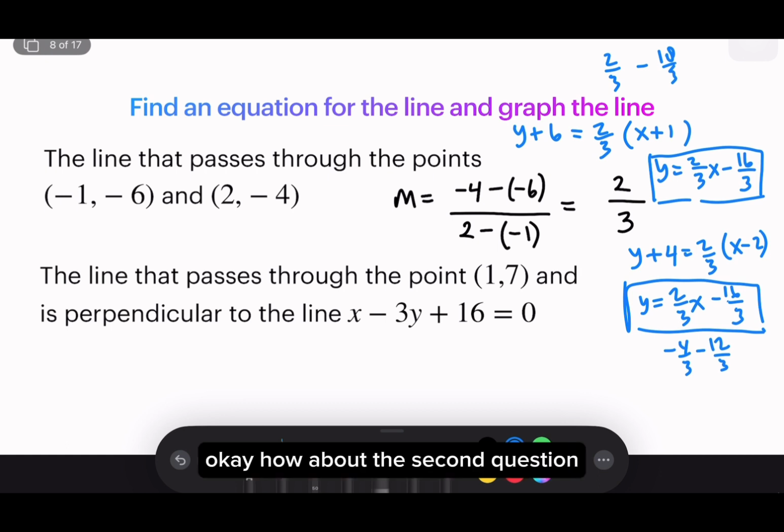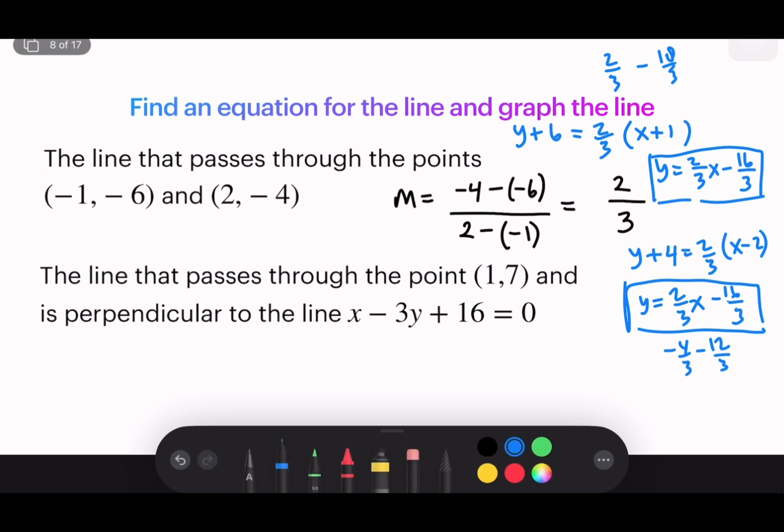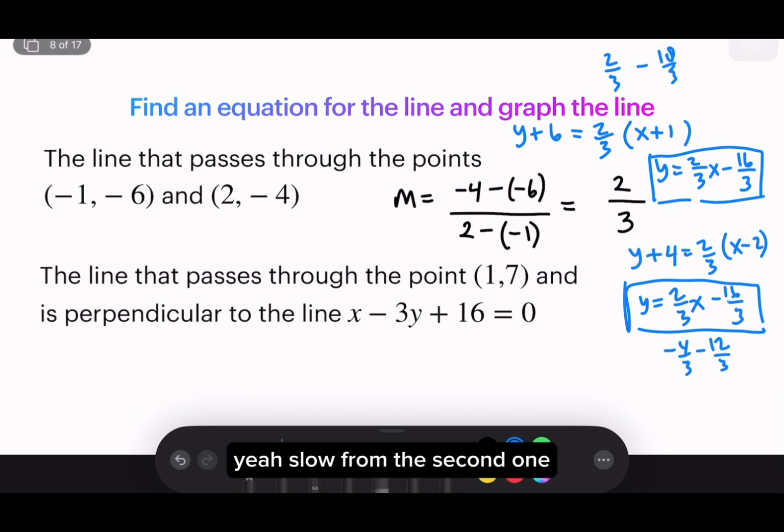Okay, how about the second question? What should we do first? Yeah, slope. Slope from the second one.